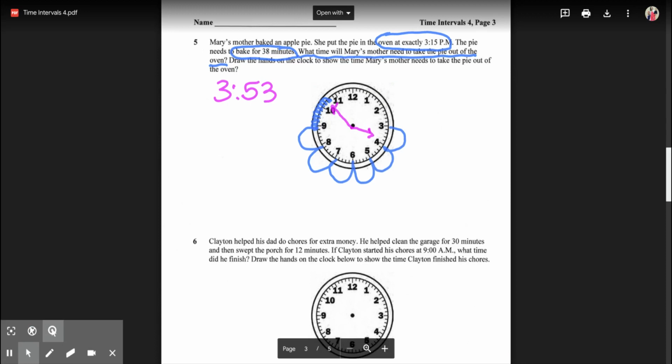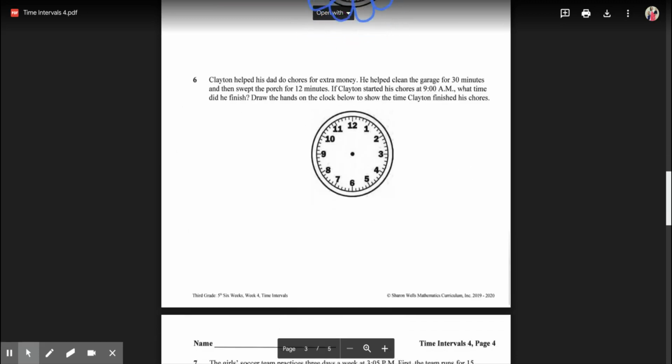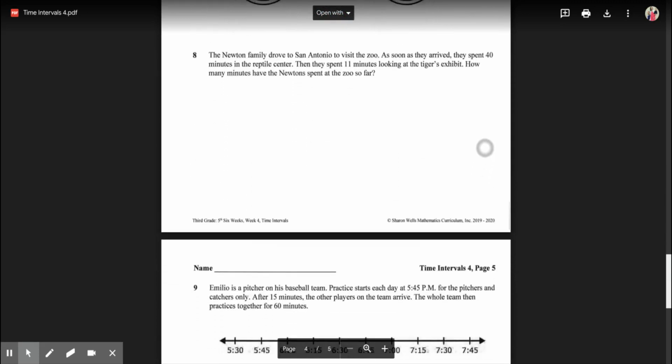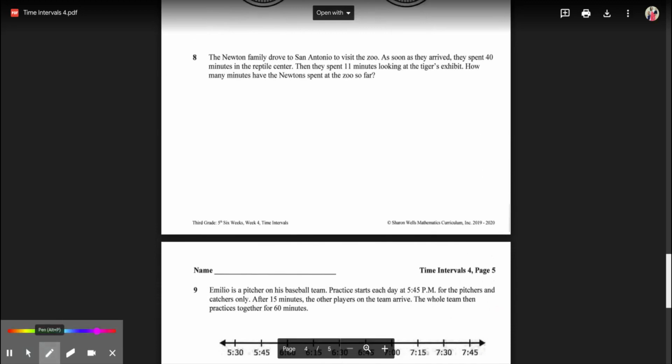Okay, the next one that I would like to look at with you is number 8. So we're going to turn to number 8. This one says, the Newton family drove to San Antonio to visit the zoo. As soon as they arrived, they spent 40 minutes in the reptile center. They spent 11 minutes looking at the tiger exhibit. How many minutes have the Newtons spent at the zoo so far?